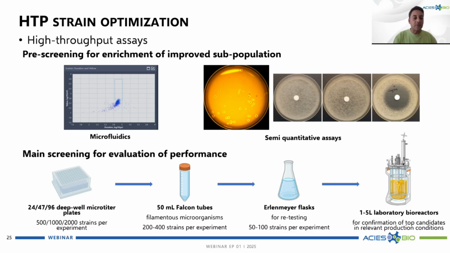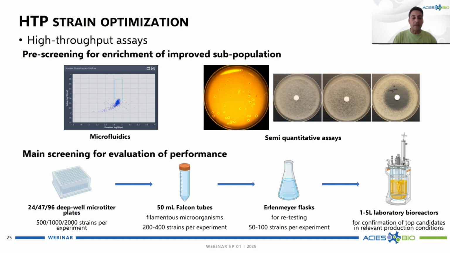So we mostly use, I would say, two pre-screening approaches. One is microfluidics, which Helena will expand on a bit later. And we also do semi-quantitative assays. Usually this is done on agar plates or disk assays. These are quite cheap to do. They enable really good high throughput, and they give you a good sieve, from which these candidates then go on to the main screening.